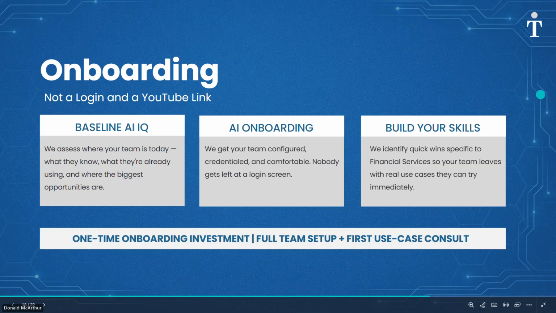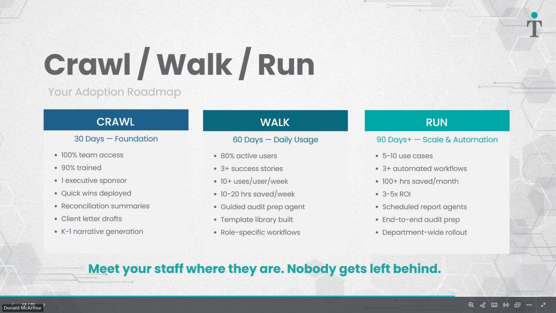And then, when it comes to how AI adoption works, we use a crawl, walk, run approach. This is typically how we like to do things. Crawl, that first 30 days, we're getting 100% of your team access. 90% of them are going to get trained. Quick wins, we're going to get them comfortable using it. That's our overall goal in those first 30 days.